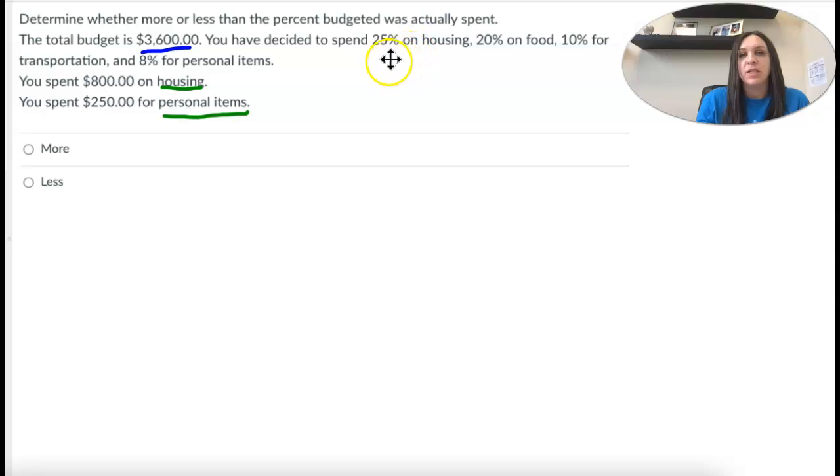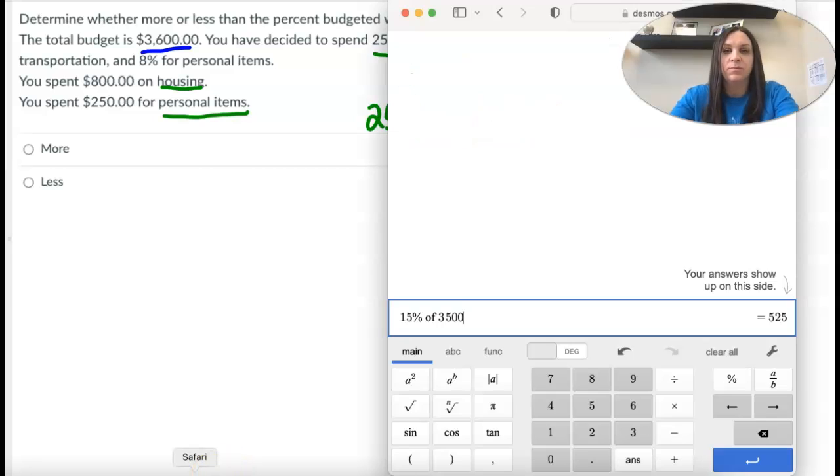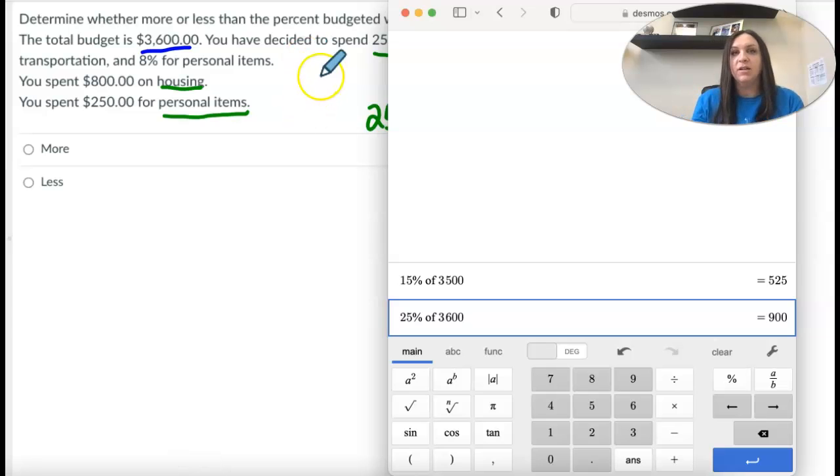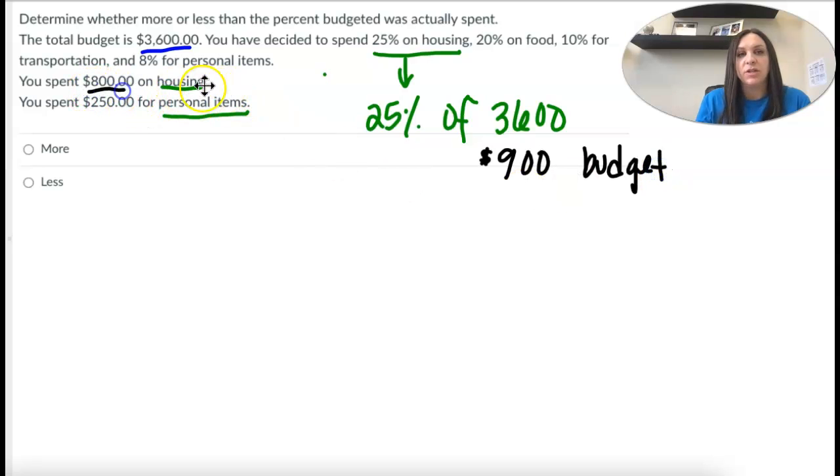So let's look. Housing is 25%. So we want to find 25% of our total, $3,600, which is $900. So $900 was our budget for housing, and we spent $800. So that was within our budget. That's good. And then $250 for personal.